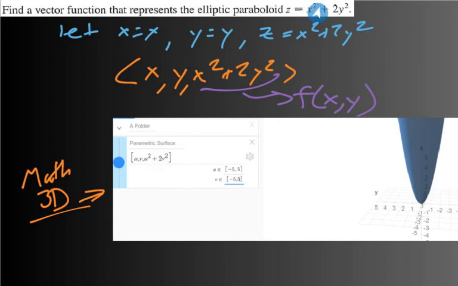So this is a very common trick that we do for parameterizing things that are just functions of x and y. And also you could do this if it was a function of y and z: you can let x equal the function of y and z, and then let y be y and z be z. So anytime you get something where one variable is in terms of the other two, this is the trick for parameterizing.